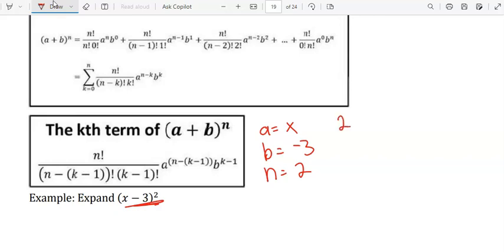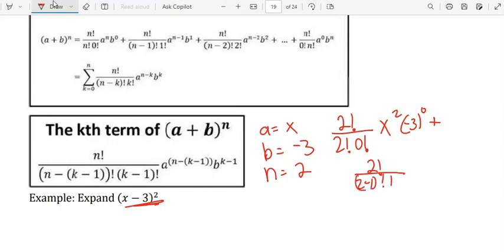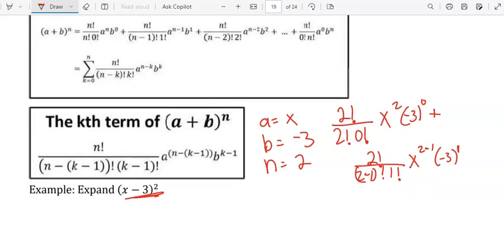So we have 2 factorial over 2 factorial, 0 factorial, x to the second power, -3 to the 0th power. And then we'll add the next term. 2 factorial over 2 minus 1 factorial, 1 factorial, x to the 2 minus 1 and -3 to the first power. And then we'll do the next term. 2 factorial over 2 minus 2 factorial, 2 factorial, x to the 2 minus 2 power times -3 to the second power. It's expanded. We're going to have one more term than there are n's.